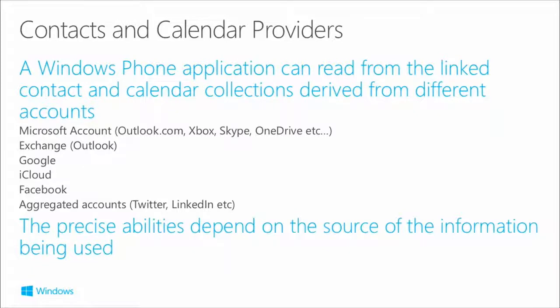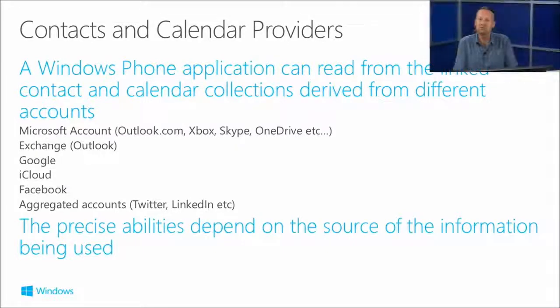The first thing to say about both of these sets of data, contacts and calendar, is that there are a bunch of different providers that contribute to the amalgamated view that you see when you go to the People Hub or the calendar. Both of those apps show you a combined view of your contacts from all of the different social networks you've configured on your phone. Those contacts are all mixed up together.